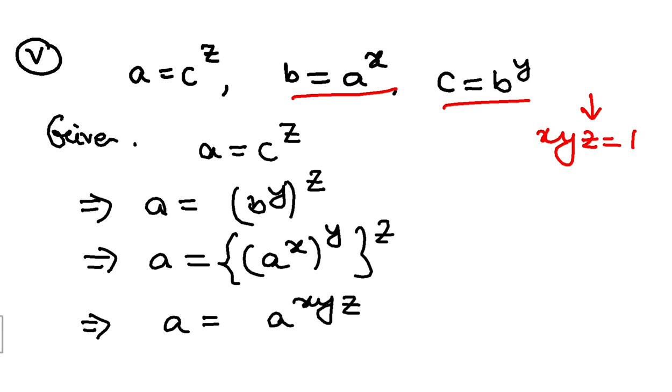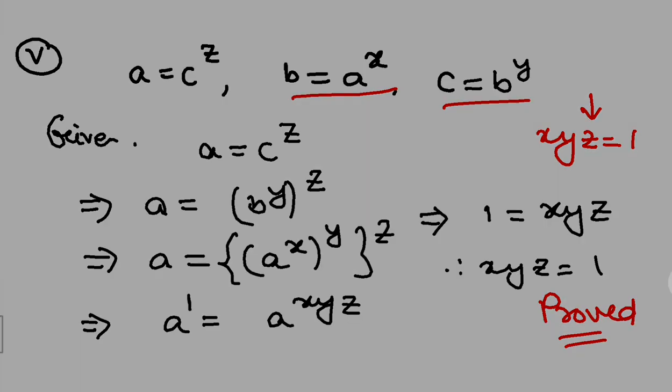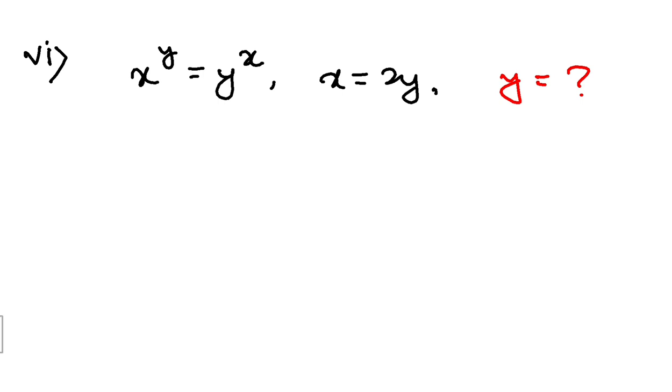So what is the power over here? 1, right? If nothing is written, that is automatically 1. So bases are equal. So I will have 1 is equal to xyz. I can write it like this, xyz is equal to 1. So that's exactly what was needed to prove. So this is the proof. Okay, so that's question number 5. Now let's go to question number 6. Now this is question number 6.